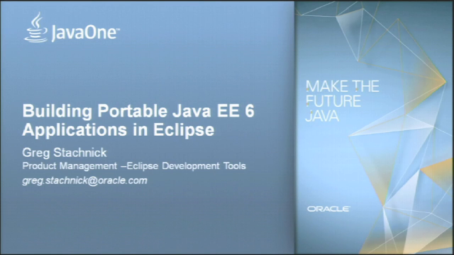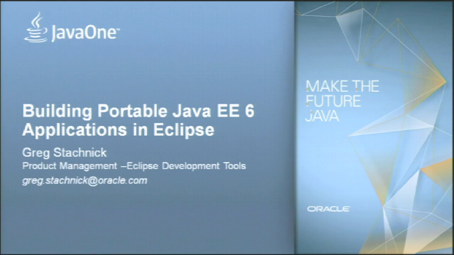Well, welcome everyone. This is one of the first sessions of JavaOne this week. This is a talk on building Java EE 6 applications in Eclipse, and then we'll also look at how we can build them in a way that they're portable across different application servers. This is going to be a demo-driven talk.